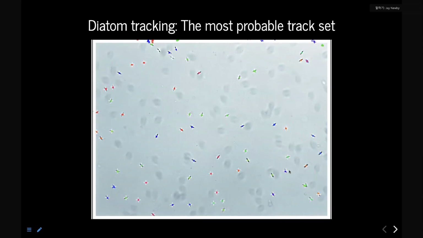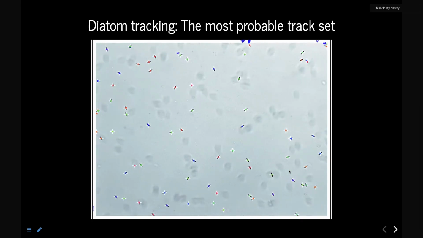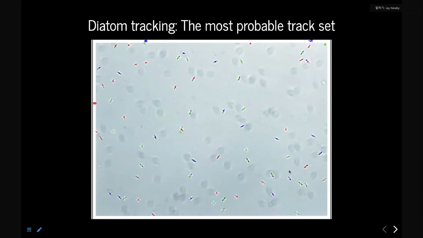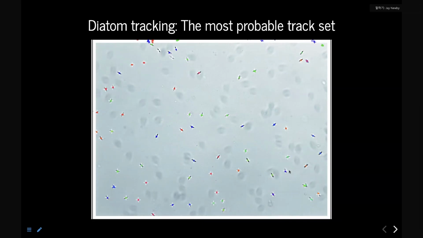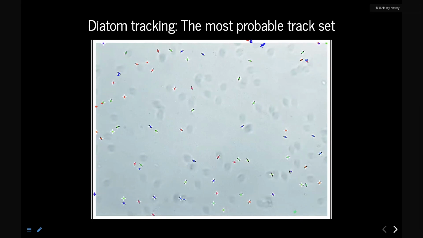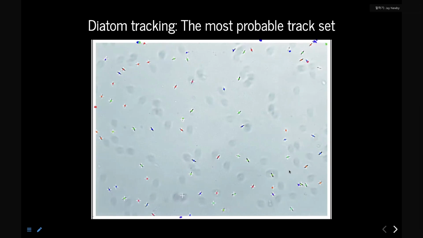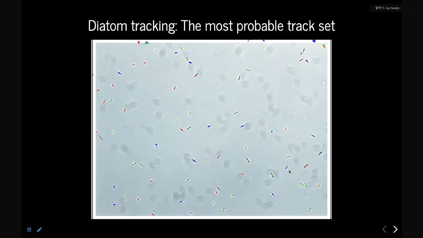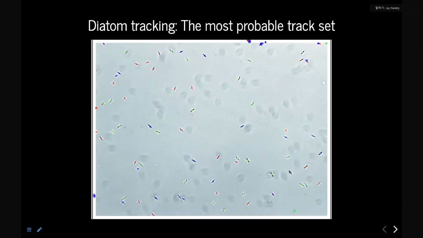Okay, so another thing to look at is that very often we can correctly keep track of things after they leave the field of view, and then sometimes they re-enter. Sometimes that's not correct, and sometimes it is. But again, this is just the most probable track set that we computed, right? We don't know that it's the most probable track set overall.